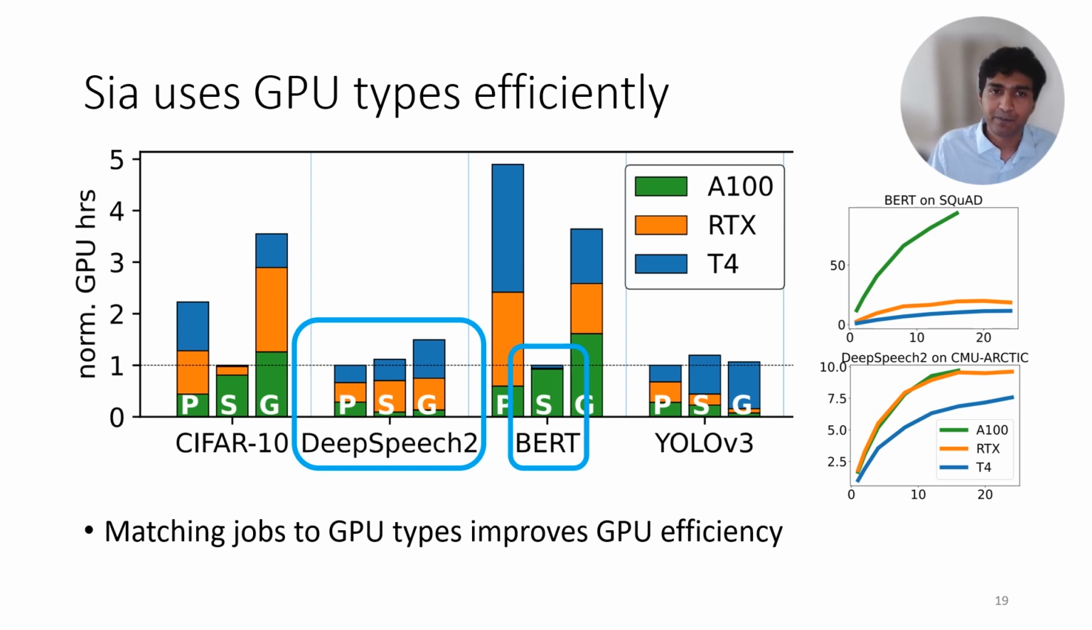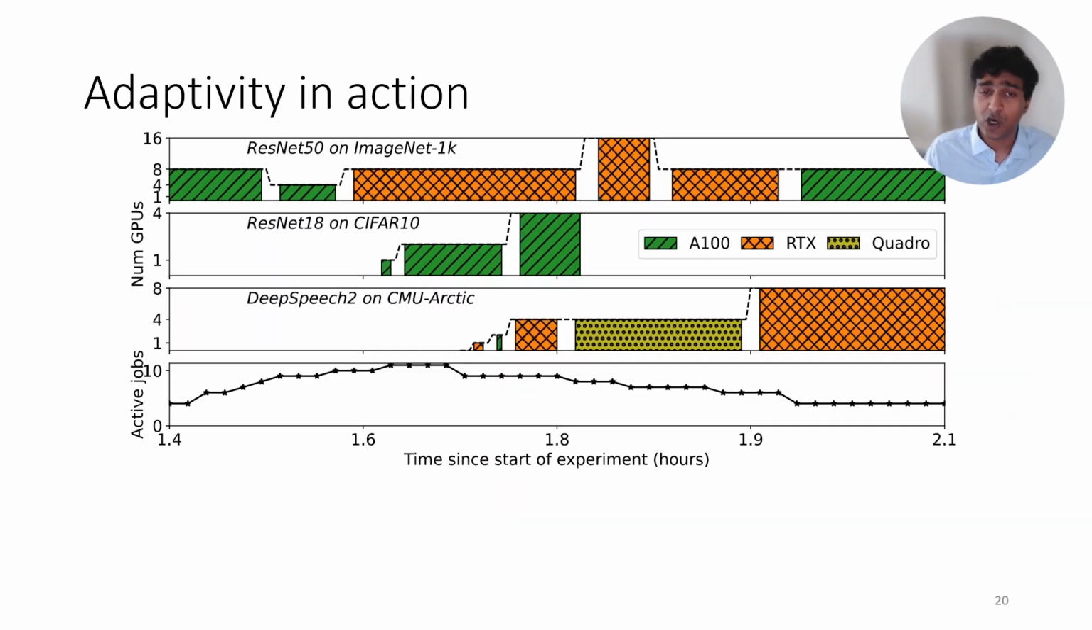SIA also adapts job allocations to cluster conditions. This graphic shows CR allocations for a few jobs running in a 44 GPU heterogeneous physical cluster with 3 GPU types. Here, colors indicate GPU types, and the height of the shaded area shows the number of allocated GPUs. And the bottom plot shows the number of GPUs in the cluster over time.